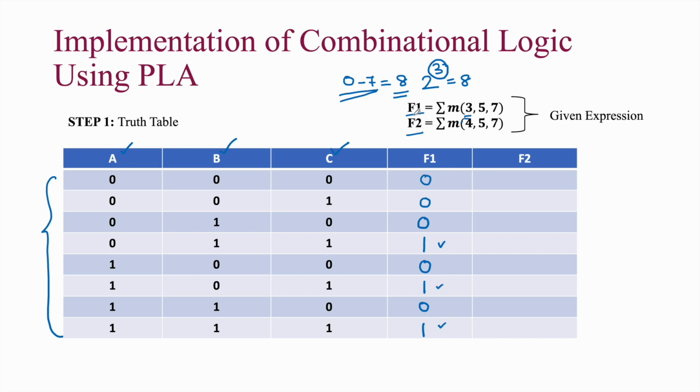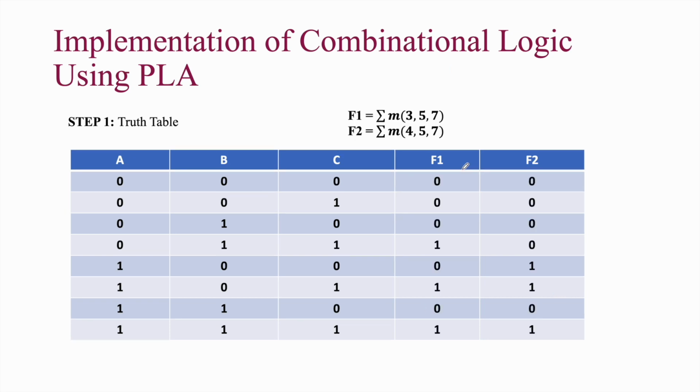Similarly, in the same way we have to repeat the procedure for the function f2. Where do we have it? At 4, 5 and 7. So let us start marking 0 for the first locations, M2, M3, we have it for M4, M5, we don't have M6 and we have M7. So at 4, 5 and 7, we are representing it with 1. So this is how we have to convert the given function into a truth table. So right now step 1 is done.